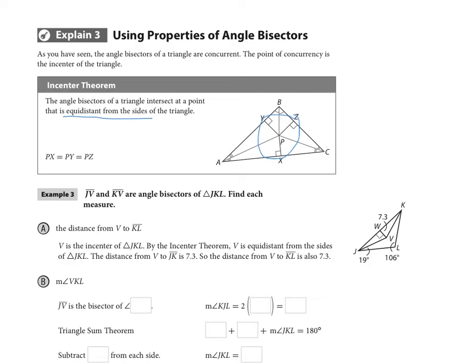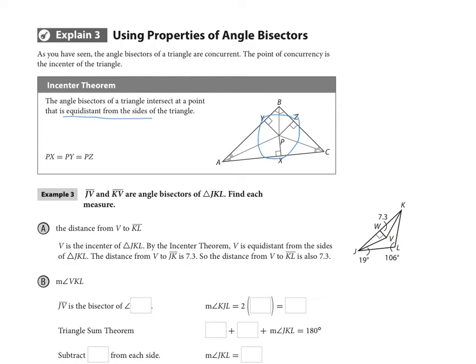There's a difference. So let's see what we can do as far as using this theorem to find some missing pieces in our triangles. In example 3, it says JV and KV are angle bisectors of triangle JKL. What we're trying to find is, in part A, the distance from point V to side KL. So point V, if that's the intersection of two angle bisectors, we can assume this is the in-center. We want to know how far that is to side KL.